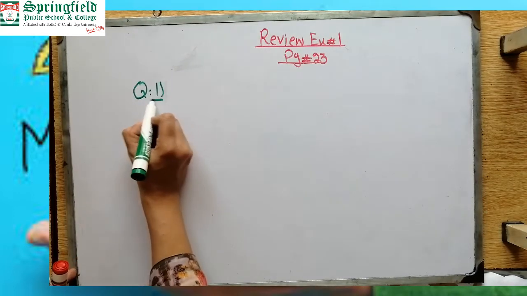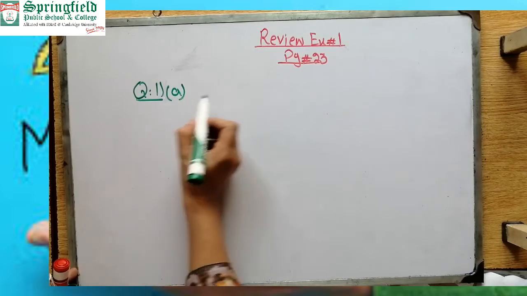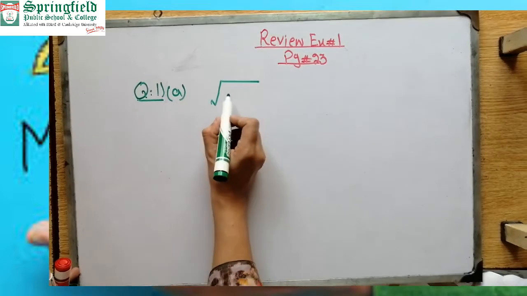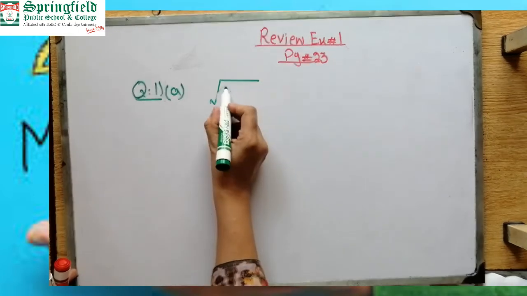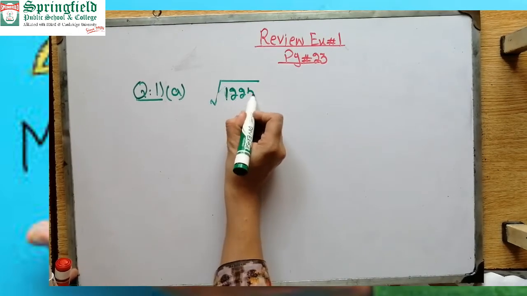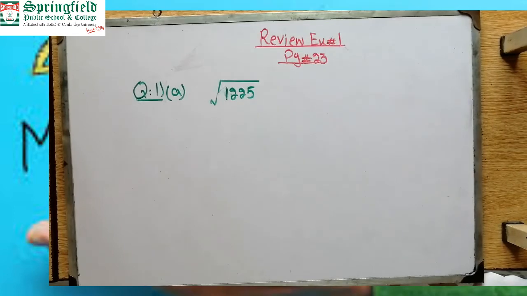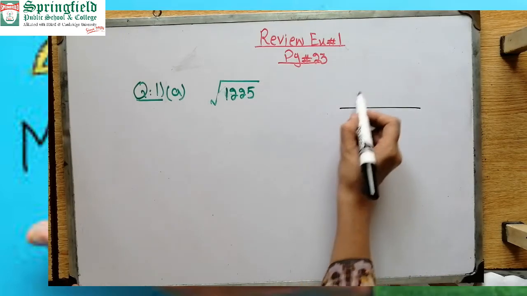Question 1, A part. Square root of 1225. So they are asking to find the square root. First, we will find the factors of 1225 by using the prime factorization method.